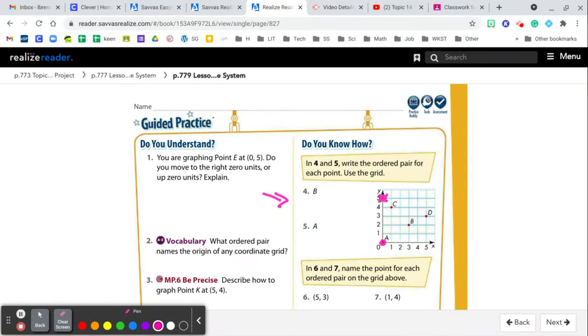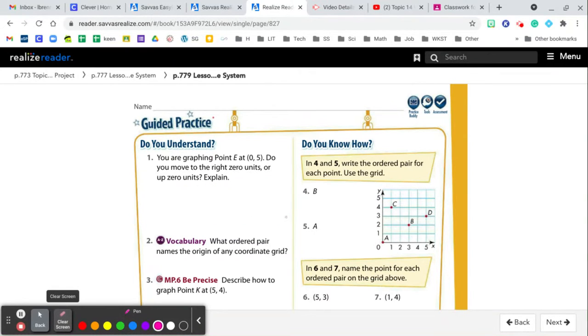Do you move to the right 0 units? You do move 0 units to the right, so you don't move at all. So you'd say yes, 0 to the right. This is like programming too. If you've ever played on First in Math, some of the rock, paper, scissors programming games, the same kind of thing. 0 to the right, and then you go up 5 on the y-axis.